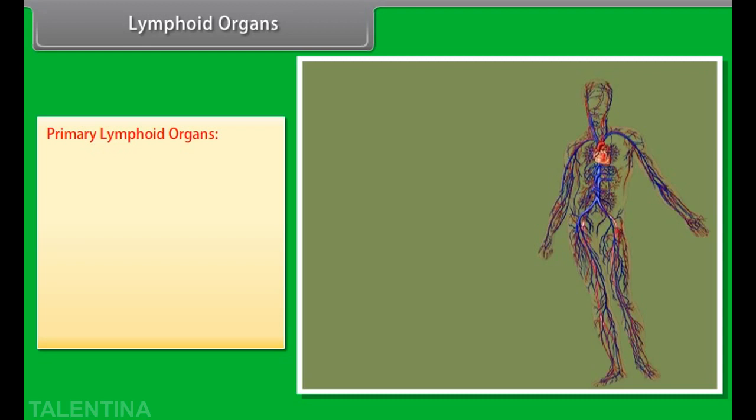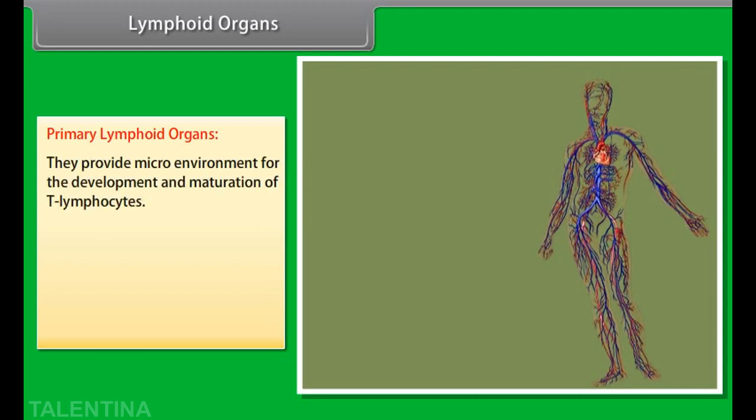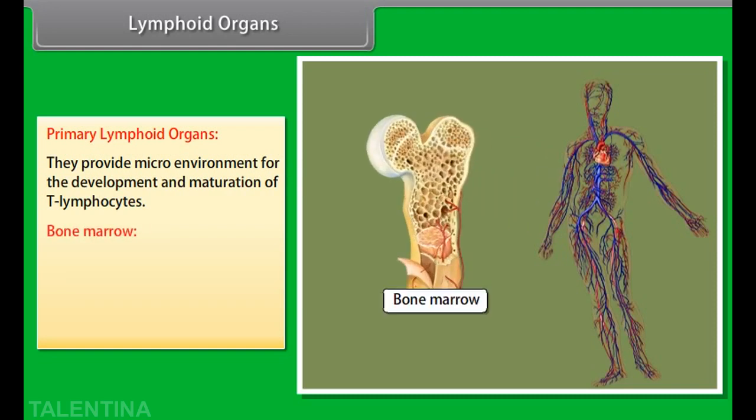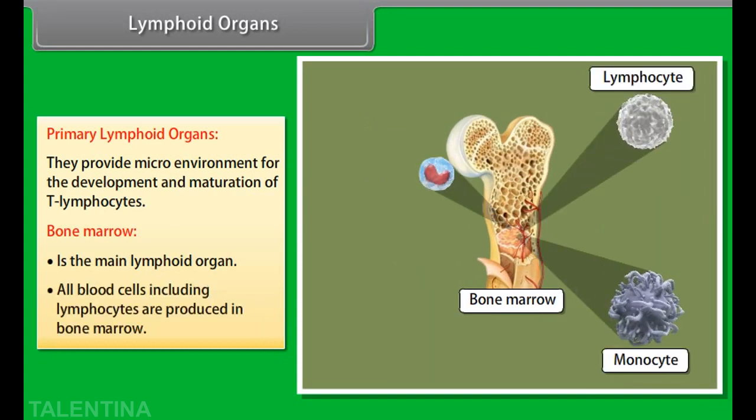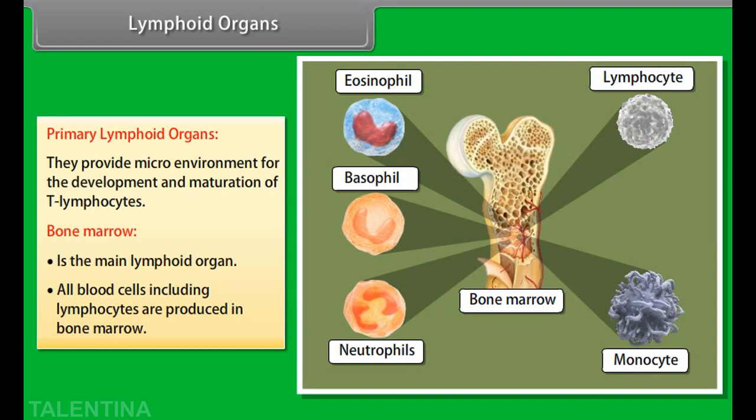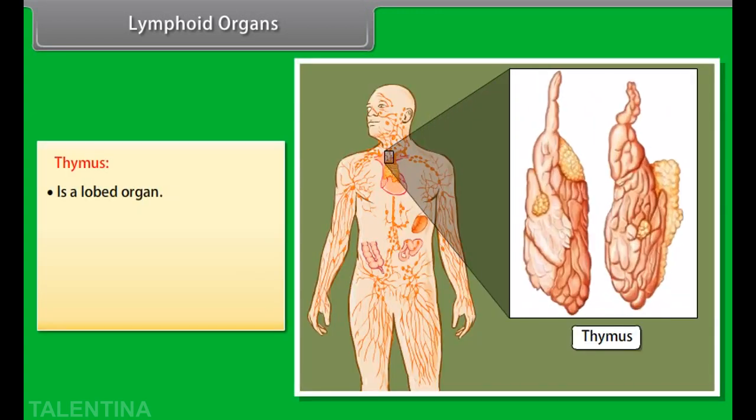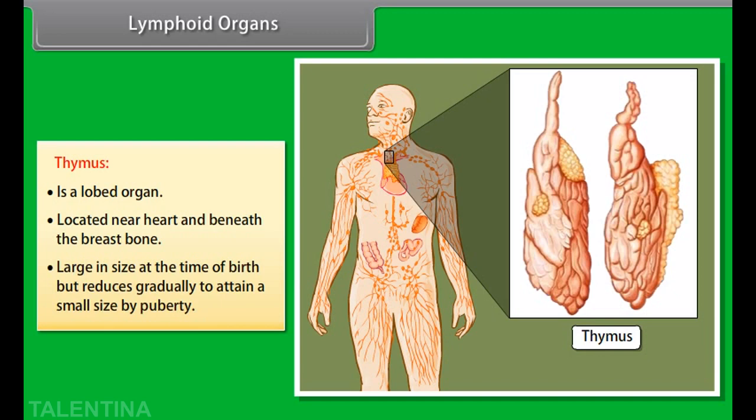Primary lymphoid organs. They provide microenvironment for the development and maturation of T lymphocytes. Bone marrow is the main lymphoid organ. All blood cells including lymphocytes are produced in bone marrow. Thymus is a lobed organ located near heart and beneath the breastbone. Large in size at the time of birth but reduces gradually to attain a small size by puberty.